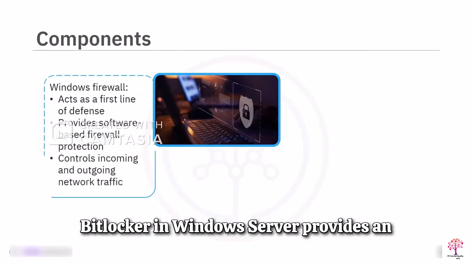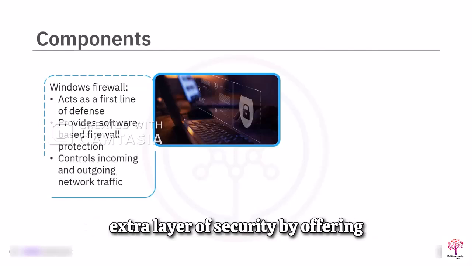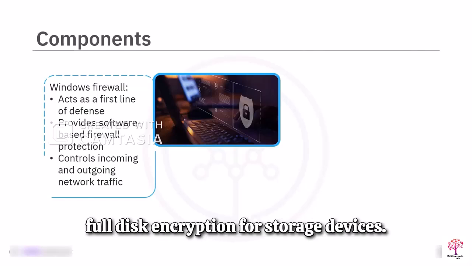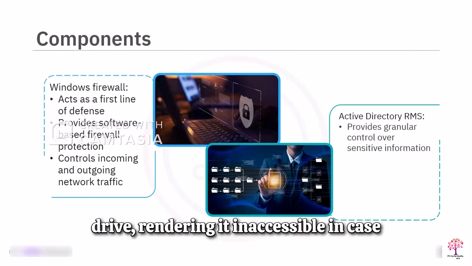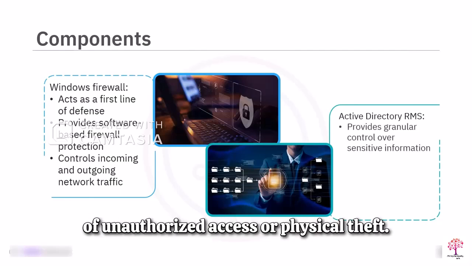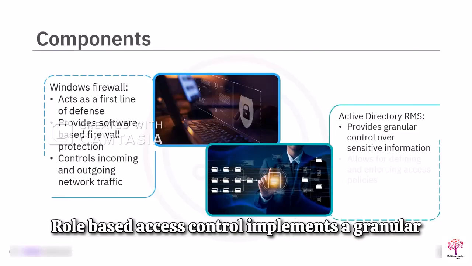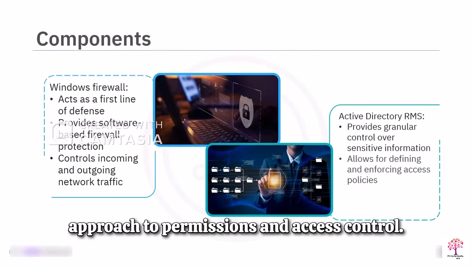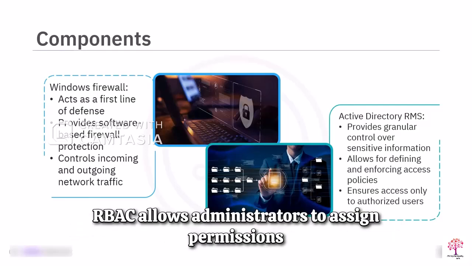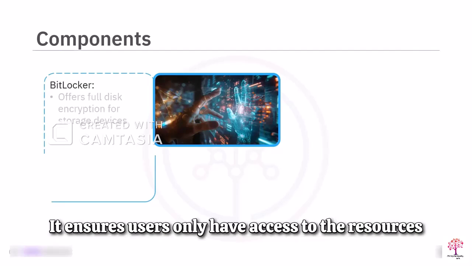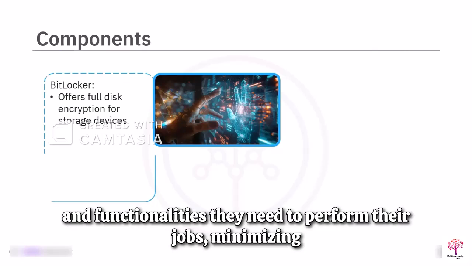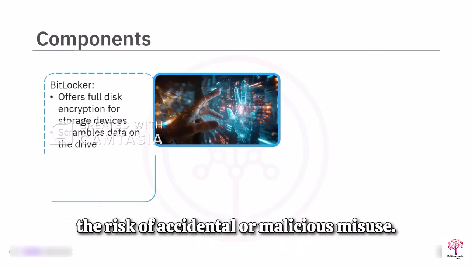BitLocker in Windows Server provides an extra layer of security by offering full disk encryption for storage devices. This encryption scrambles data on the drive, rendering it inaccessible in case of unauthorized access or physical theft. Role-based access control implements a granular approach to permissions and access control. RBAC allows administrators to assign permissions based on user roles or responsibilities. It ensures users only have access to the resources and functionalities they need to perform their jobs, minimizing the risk of accidental or malicious misuse.